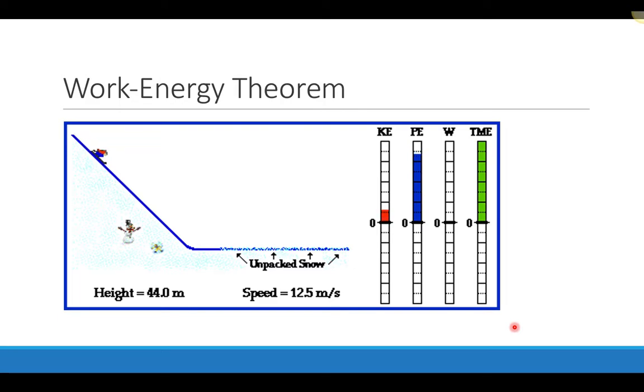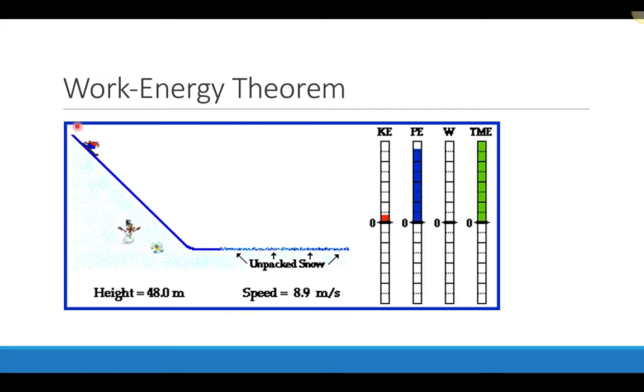So here is an animation, and it's just going to keep repeating itself, so I apologize for that. But basically you have a skier that's starting at the top of a slope. And you'll notice that the slope here is very, very smooth, but then when they get to the bottom where the snow is not packed very well, it looks kind of rough.